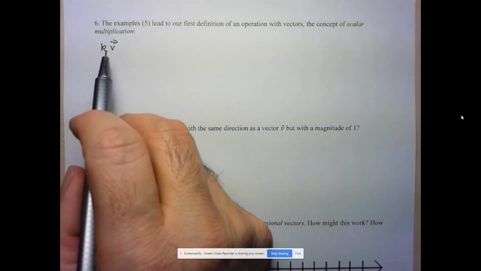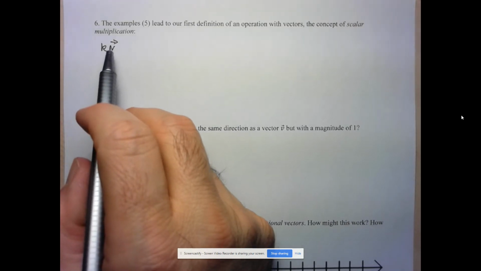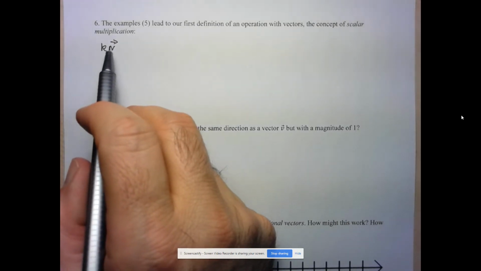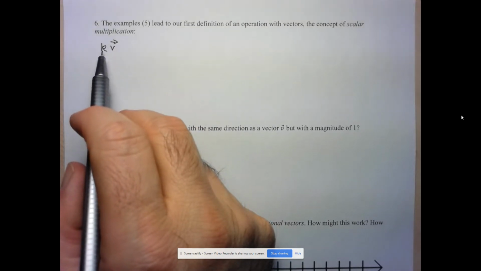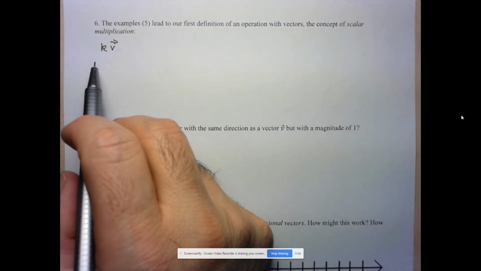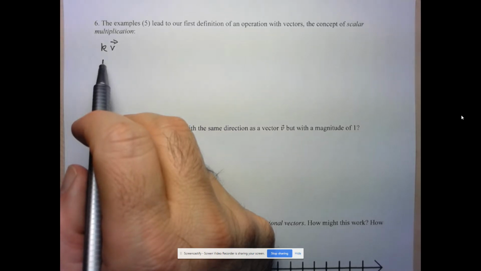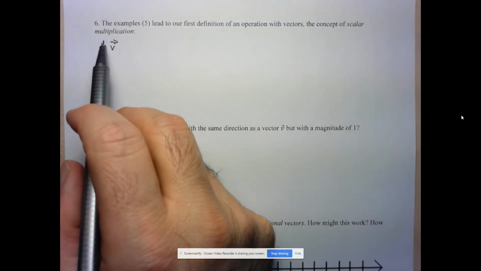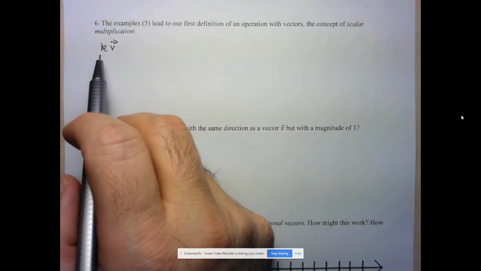So what does this represent? Well, it represents a vector that's going to be either in the same or opposite direction, because as we saw before, if I multiply this by a positive number, it's going to be in the same direction, whereas if I multiply it by a negative number, it's going to be in the opposite direction. So those are the only two options, same or opposite direction. But we know that this is going to have an effect on the magnitude of this vector.